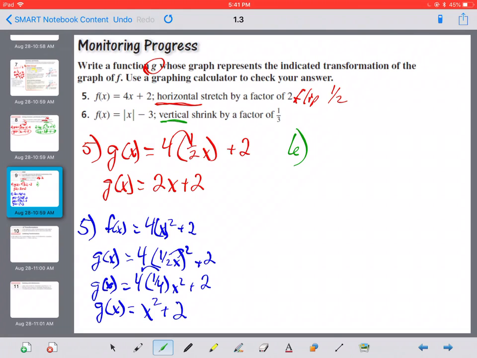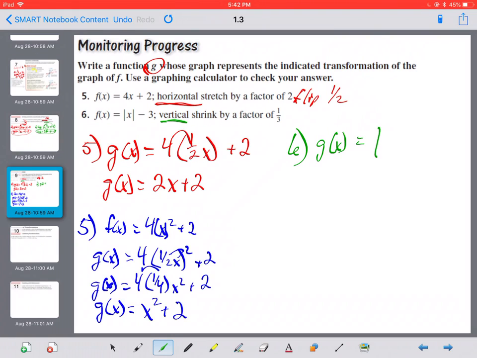Now let's look at 6. It's a vertical shrink. Vertical, we keep it. Okay, k, we keep the sign. K, we keep the factor. H, we take the opposite sign. And then horizontal, we flip it over.